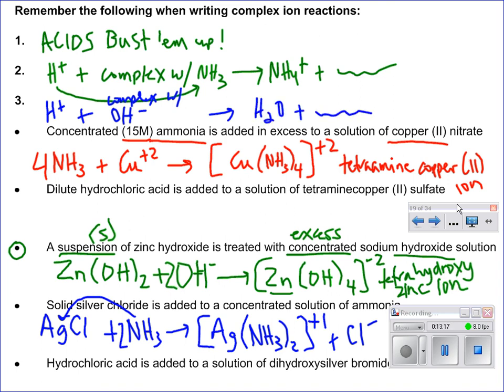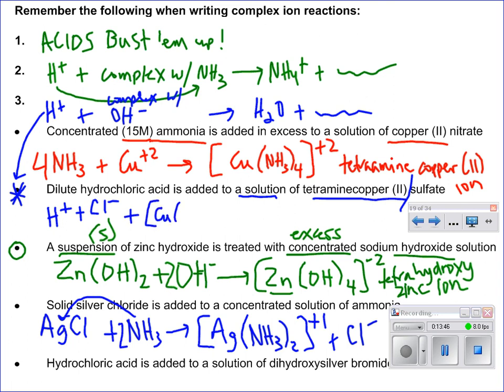So when you see a problem where you're given the full name, they're always going to give you an acid with it, and they're wanting you to break it up. Prime example is this one right here. Okay, so hydrochloric acid, what do I write? H plus plus Cl minus is added to a solution. Because this says solution, a tetraamine copper 2 is going to be separated from the sulfate. So let's write the tetraamine copper 2 ion. So it's copper. What do I write? NH3, 4, and it's plus 2 plus the sulfate.